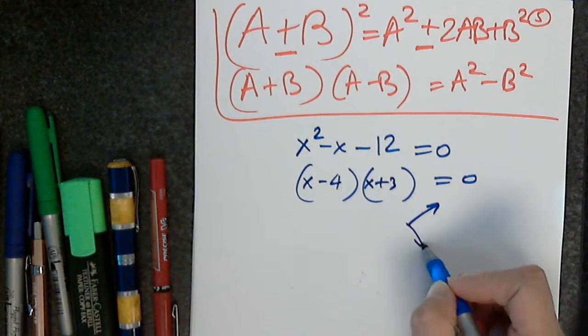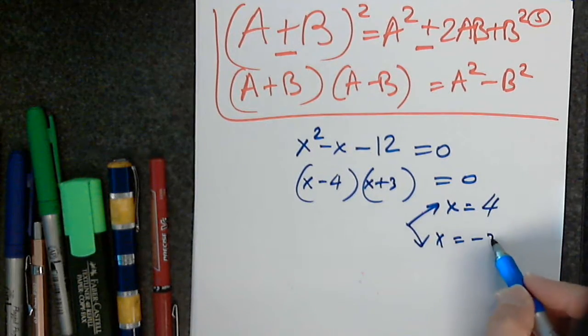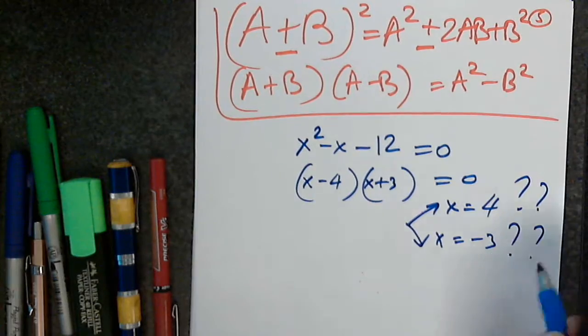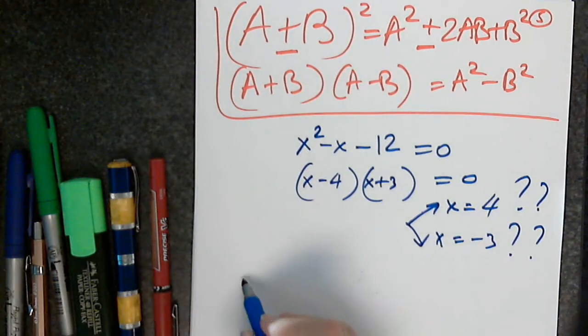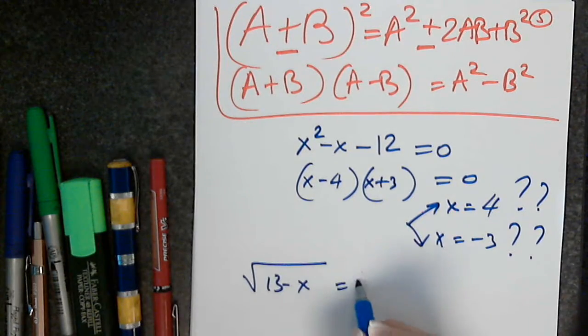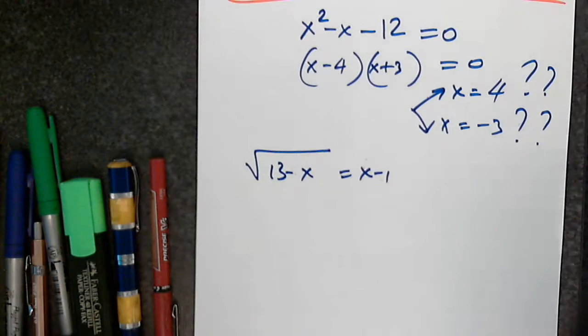So there are two possibilities. Can anyone tell us those possibilities? X equals 4. Correct. Excellent. But they both come with a lot of question marks. Why? You have to test it. Yes. So I have the square root of 13 minus x equals x minus 1. So this was the equation, so I just copied it.